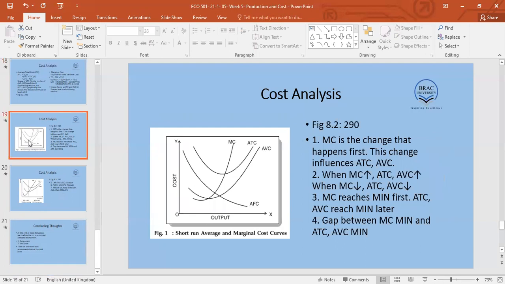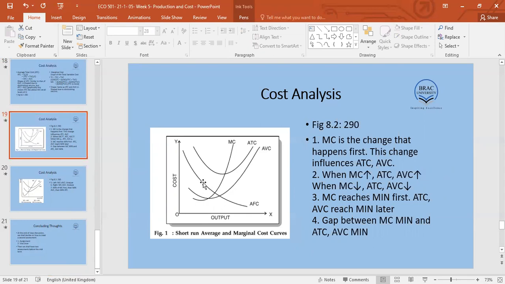Figure 8.2. What is it showing? Marginal cost is the change that happens first. Why? It's a marginal average, the average between two particular units. When marginal cost starts to increase, average cost also starts to increase. Average total cost is above average variable cost, same concept, because total cost is greater than average variable cost. When marginal cost is falling, these two are also falling.